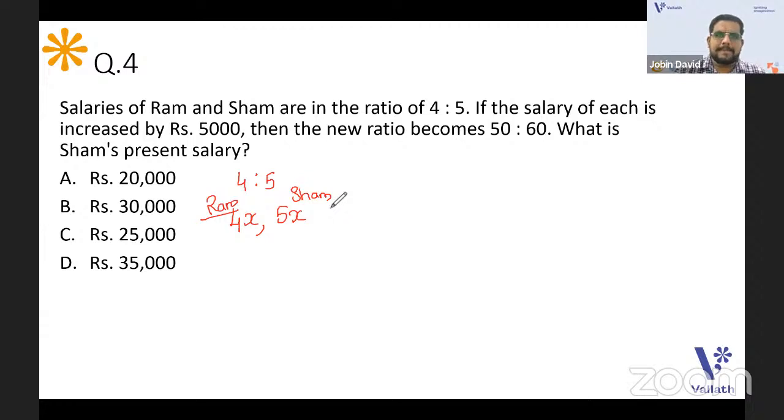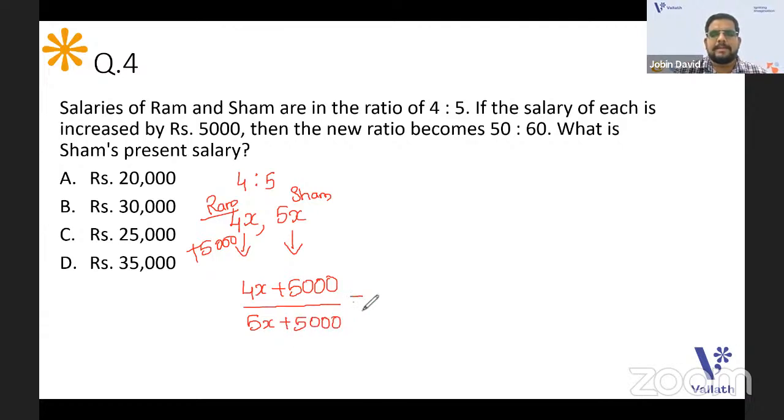Okay. So the salary of each is increased by 5,000. So an addition of 5,000 is to be done with both of them. It will become 4X plus 5,000, and 5X plus 5,000 also. Now this is a ratio. What is the new ratio? It is 50/60. And you can cancel the zeros and then you can just cross multiply.